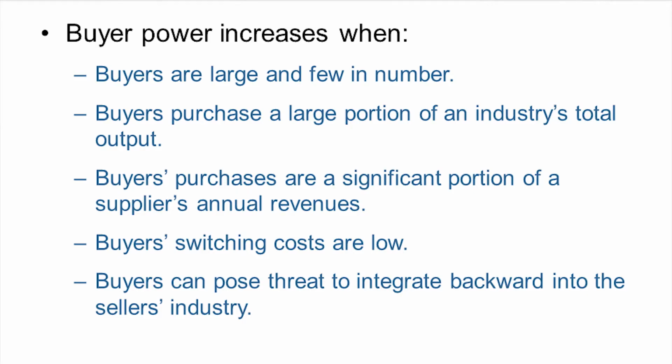Buyer power also greatly influences the focal firm's profitability because firms can increase or decrease the price of the products and services based on the power of buyers. Buyers are powerful when buyers are large and few, when buyers purchase a large portion of the products, when buyers' purchases are a significant portion of suppliers' annual revenues, when buyers' switching costs are low, and when buyers can be competitors of the suppliers' industry.